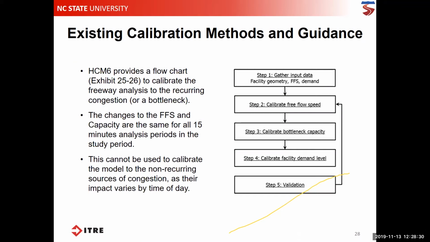So one thing that you can see here that is within the HCM framework is that it locates the bottleneck for recurring congestion, changes its capacity. So it's really a one-time change for the entire study period. So there is no notion of varying these adjustments by time of day.